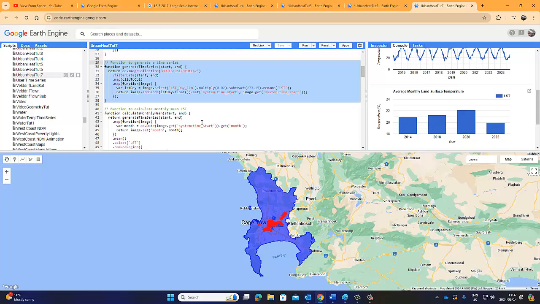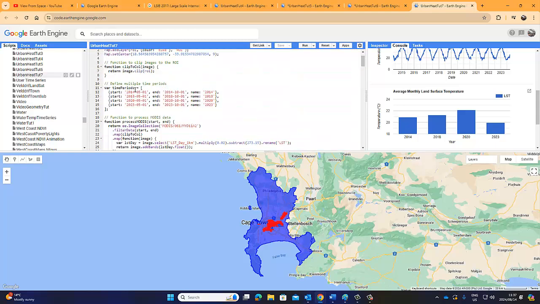Once we've done that, remember, for each of these periods we have plus minus 25 images. That gives us plus minus 100 images. So obviously we want to reduce that down to 4 images, 1 image per time period. 1 image for 2014, 1 image for 2018, 1 image for 2020, and 1 image for the last period. So we're going to have to reduce the 25 images in each period.